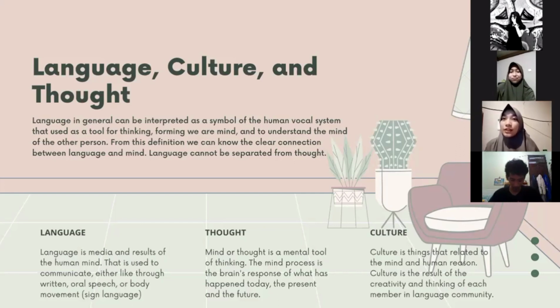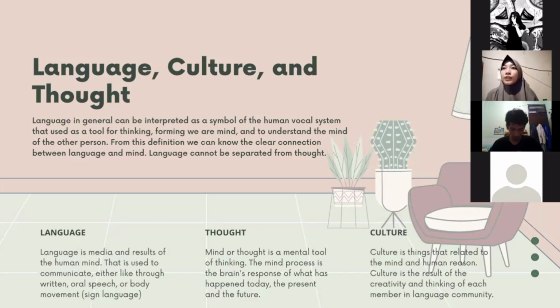So language, in general, can be interpreted as a symbol of the human vocal system that is used as a tool for thinking, forming with our mind, and to understand the mind of another person. From this definition, we can know the clear connection between language and mind. Language cannot be separated from thought. So the first one, I will explain about language. Language is media and result of the human mind that is used to communicate, either through written, oral speech, or body movement, or sign language.